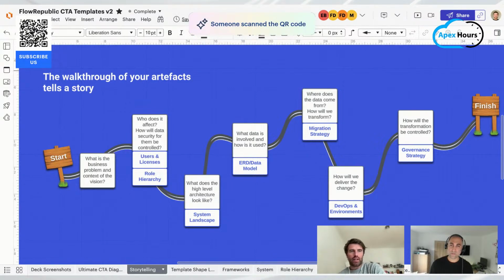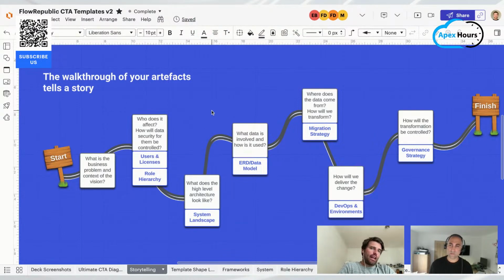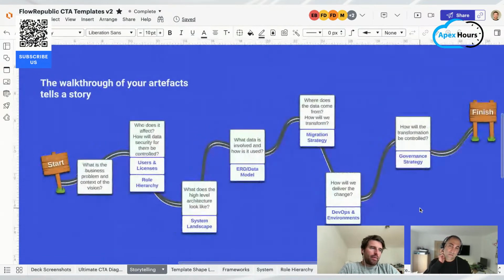Cool. Wonderful. Maybe just a quick remark. Except for the users and licenses, every blue box that you can see here is somewhat represented in the framework, but there's one that is missing. Sam, where do you see the authentication diagram, the SSO flow, fitting into this storyline?